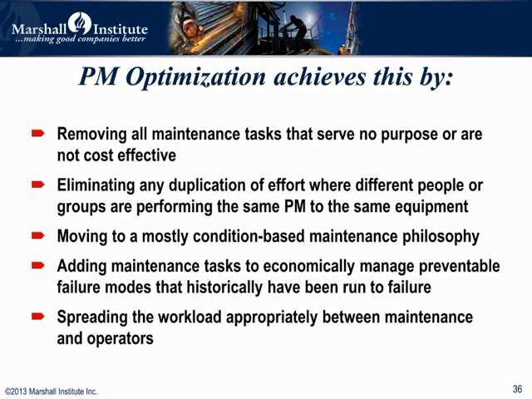PM optimization is successful by removing all the maintenance tasks that serve no purpose or add no value. By eliminating duplication of effort where different people or different crafts are performing the same PM to the same equipment. It's not unusual, for example, to find maintenance people doing a task weekly that operators are doing daily. If that's the case, one of those PMs is unnecessary. By moving to a mostly condition-based rather than time-based PM, that is, doing maintenance only when it's necessary rather than by time or interval whether it needs it or not. Adding maintenance tasks to take care of failures that we're having. And lastly, spreading the work.